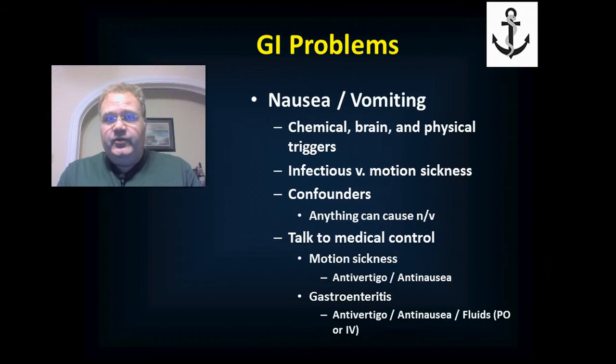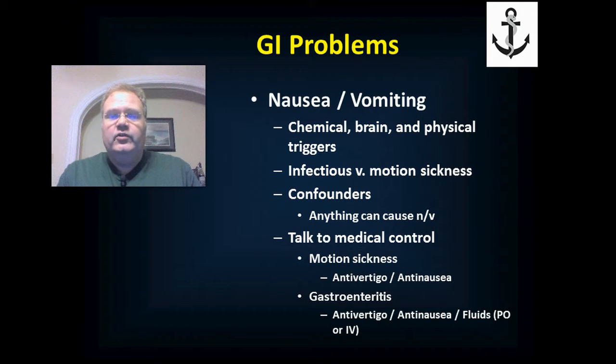Now, you will see a lot of patients with nausea and vomiting, and there's a lot of things that trigger nausea and vomiting. There's chemical stimuli, the brain's interpretation of movement. There can be physical triggers. It can be caused by an infection. Think about a viral gastroenteritis, somebody with nausea, vomiting, and diarrhea, versus motion sickness, which is not at all uncommon in the maritime environment. And the problem is anything can cause nausea and vomiting, really. A heart attack can cause nausea and vomiting. A stroke can cause nausea and vomiting. So it becomes pretty tricky to sort that out. You really have to do a good history and physical exam and try to figure out these things in context. So talk to medical control.